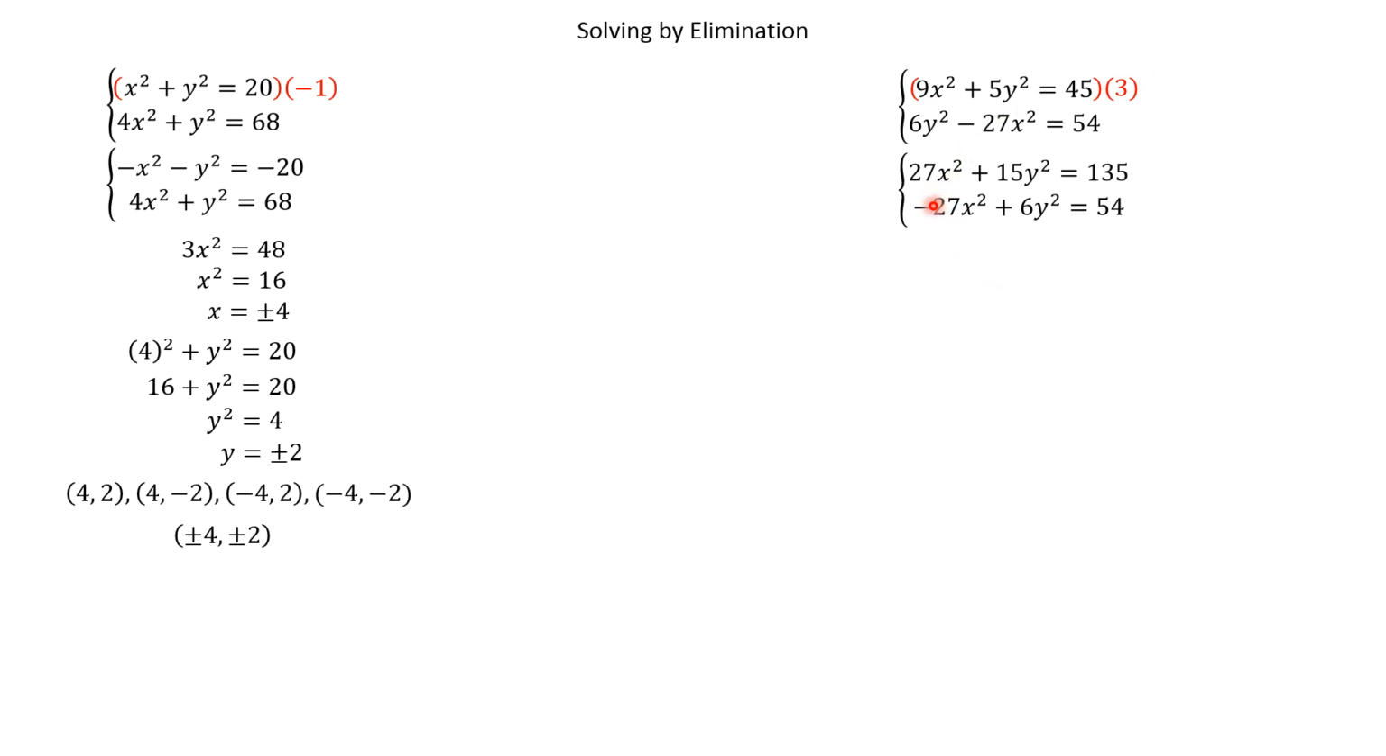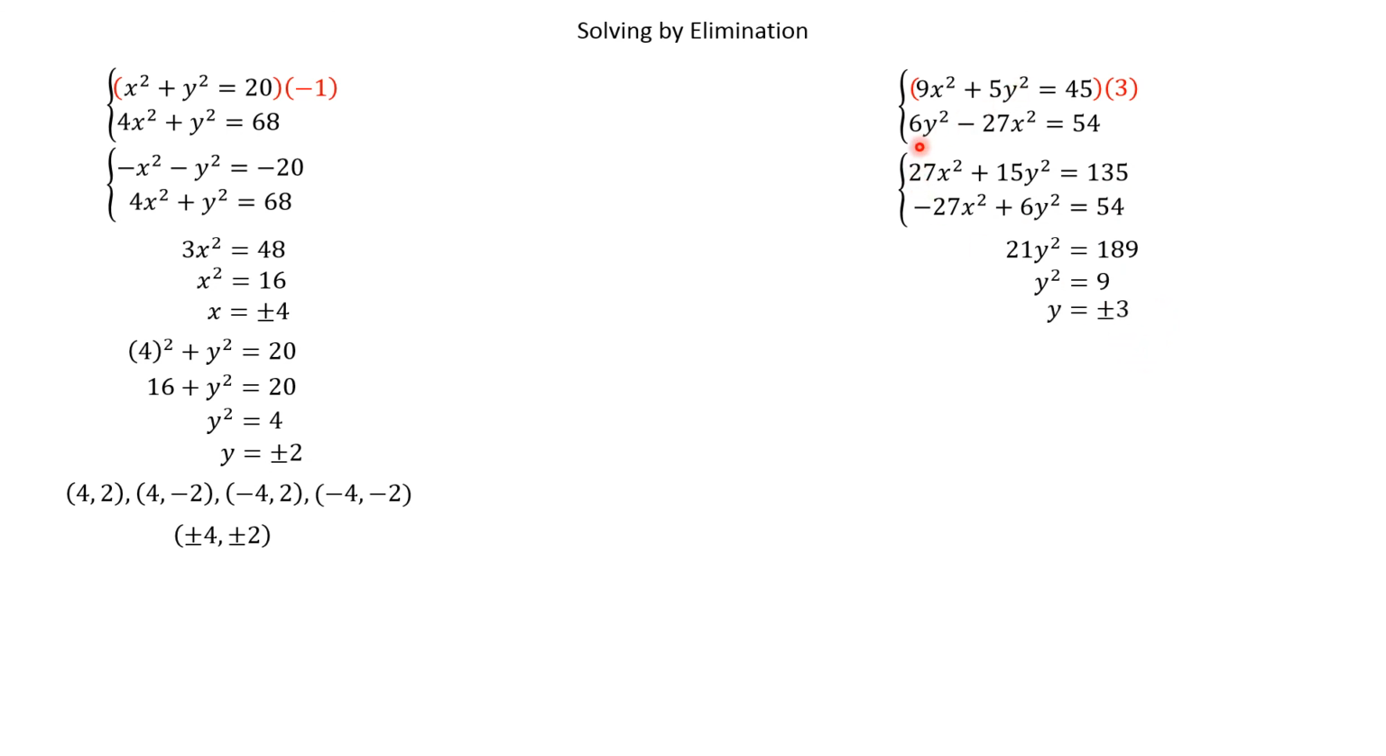So when we multiply by 3, we get 27x squared plus 15y squared equals 135. And just the rearranging, negative 27x squared plus 6y squared equals 54. We can add them together. The x squareds go away, which is by design. And we have 15 plus 6 is 21y squared equals 189. Divide by 21, y squared equals 9. So y equals plus or minus 3.